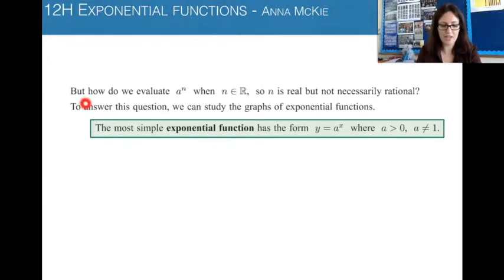So the question we've got here is, how do we evaluate a to the power of n when n is a real number but it's not necessarily rational? To answer this question we need to study the graphs of exponential functions.